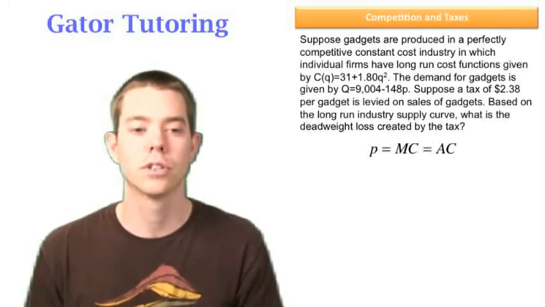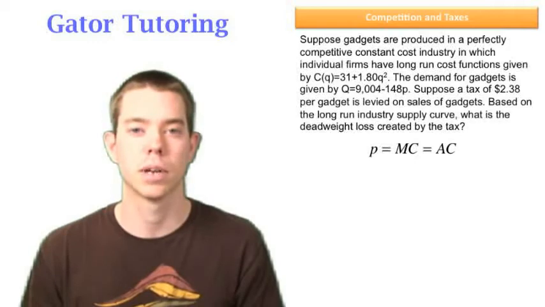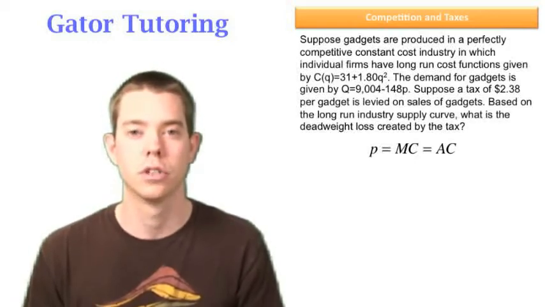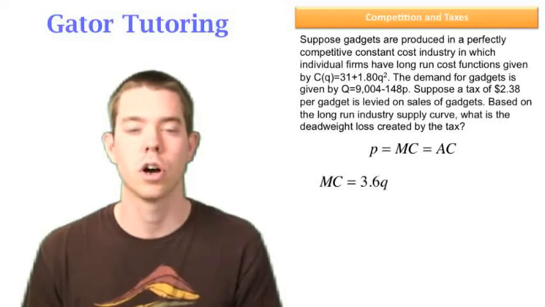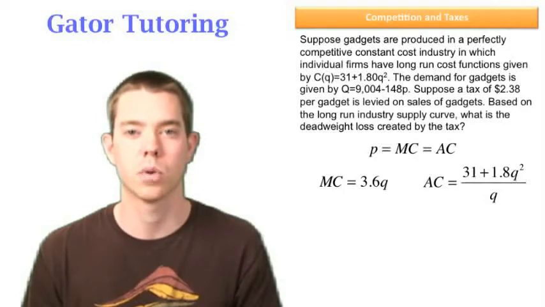So first of all, we know that this is in the long run. It told us based on the long run industry supply curve. So we're going to be able to use this relationship, which is price is equal to marginal cost, which is equal to average cost, to solve. We know that marginal cost is 3.6. We know that average cost is total cost divided by quantity.